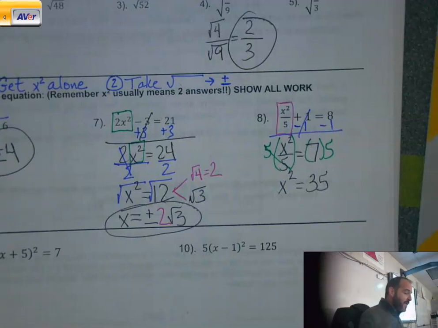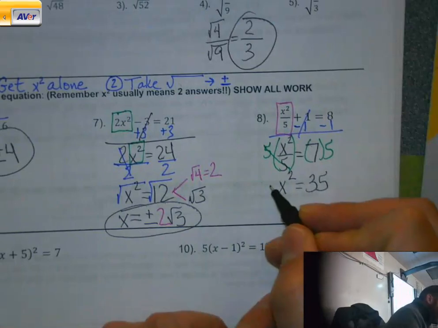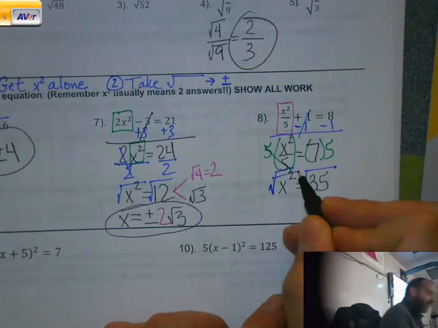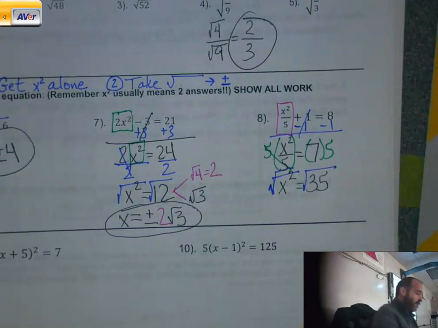Now we're to the magical step again. x squared by itself. I do my square root. Oh, I didn't make it go through. Bad Hardy.